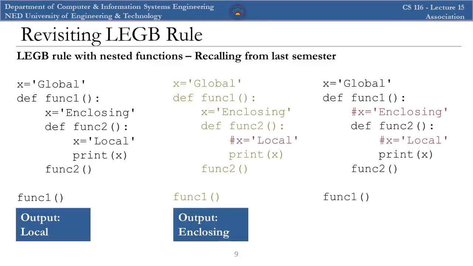Here I have commented out both x in function 2 and x in function 1. So when print x looks for x, it will first search in function 2's namespace, where it won't find it. Then it will search in the enclosing namespace of function 1. It's neither there. And then finally it will reach the global namespace, and x will be accessed from there. So global should be printed here, and here it is.